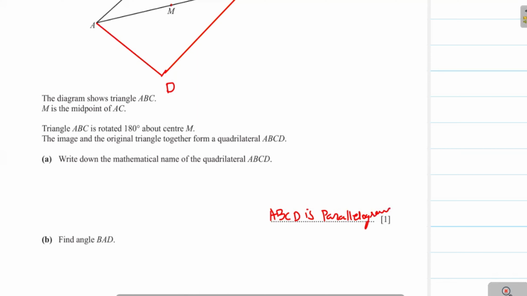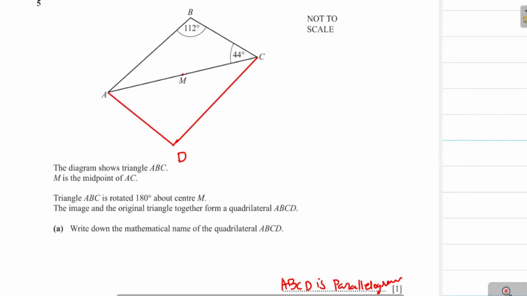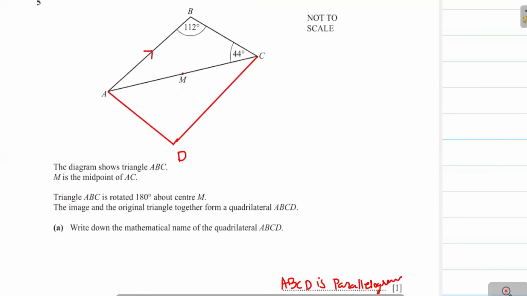Next is find the angle BAD. Now you see here, this is the parallelogram. This AC is the transversal line. The angle DAC would be 44. This is the alternate angle. We write here 44 degrees. Now we can calculate this angle X degrees.